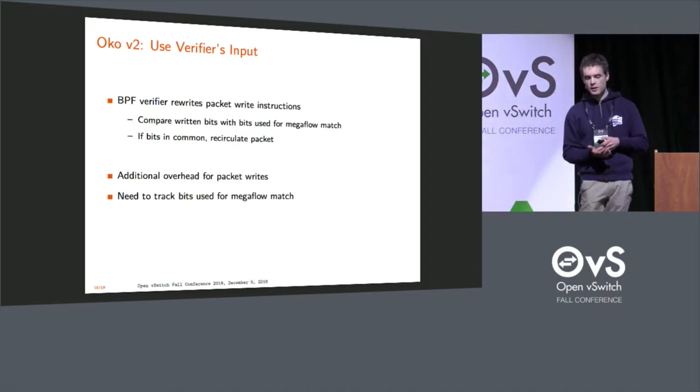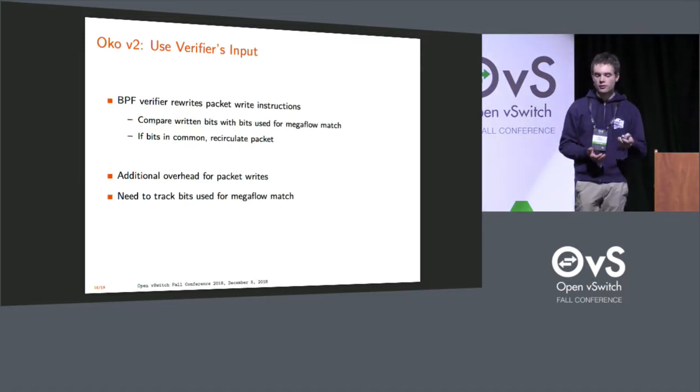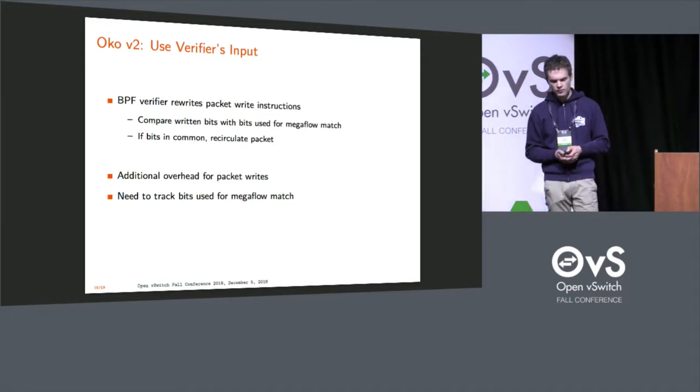Now, because of this, there is some additional overhead for all packet writes. So if we have a large number of packet writes in our actions, obviously there's going to be some overhead. If we only have one write and we're doing other stuff, it's going to be lighter. The second thing is we're going to need to track bits used for the megaflow match.